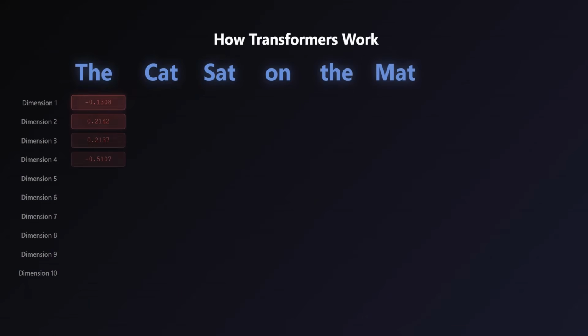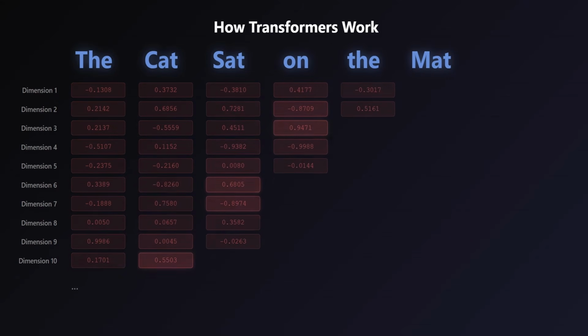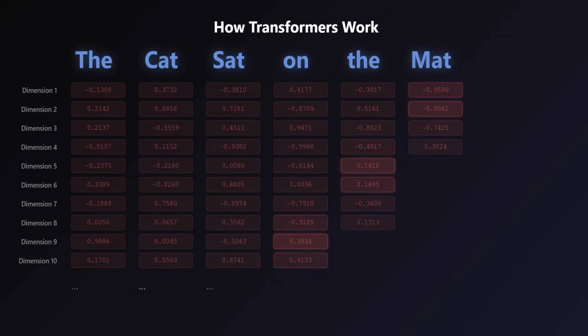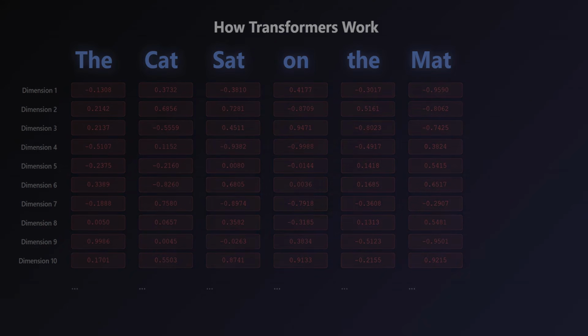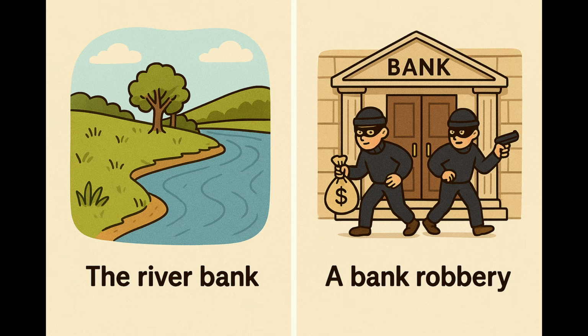Okay, so picture the sentence, "The cat sat on the mat." To us, that's plain English. But to a transformer, those are vectors, giant lists of numbers that represent meaning. Every word already has its own learned personality, but two big pieces are still missing: where the word is in the sentence and what words are around it. Because, yeah, the cat sat on the mat is very different from on the cat sat the mat. And the word bank changes a lot depending on whether it's near river or robbery.